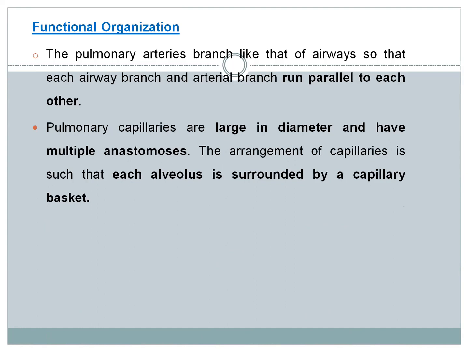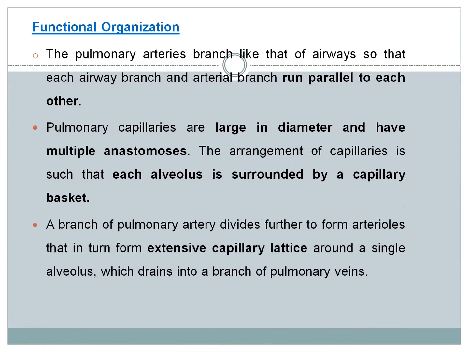The pulmonary capillaries are large in diameter and they have multiple anastomosis. This particular arrangement of capillaries is such that each alveolus is surrounded by a capillary basket. So these capillaries will be large in diameter. If you are going to dissect out, you can see in anatomy classes, and they have multiple anastomosis so that a basket-like structure is formed, and each alveolus will be surrounded by this type of capillary basket.